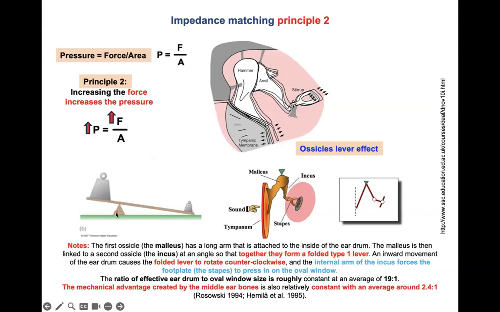So now we have the summary of principle 1 and 2 of impedance matching. The ratio of effective eardrum to oval window size is roughly constant at an average of 19 to 1. Remember, the textbooks vary between 14 to 20, and in this source, they say 19. The mechanical advantage created by the middle ear bones is also relatively constant, with an average around 2.4 to 1. Some sources say 1.4 to 1.